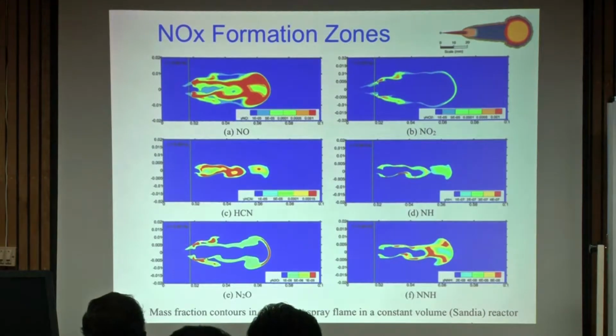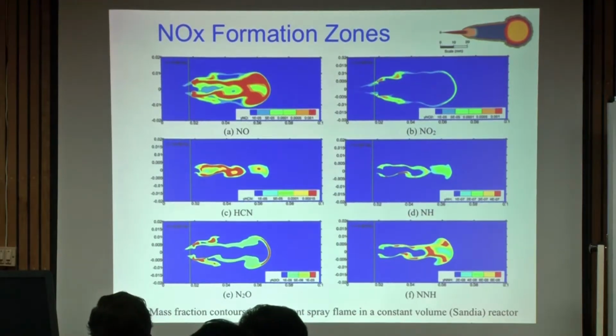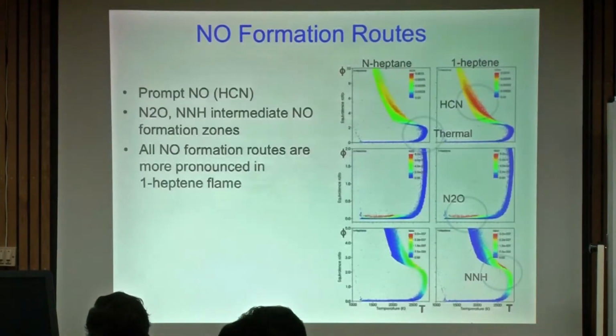N2O mechanism is outside the non-premixed zone. So it's kind of in the lean zone. NNH is basically in the rich premix and some in the diffusion flame zone. So it tells us about the individual contributions. So this was a very interesting way of looking at the different zones.